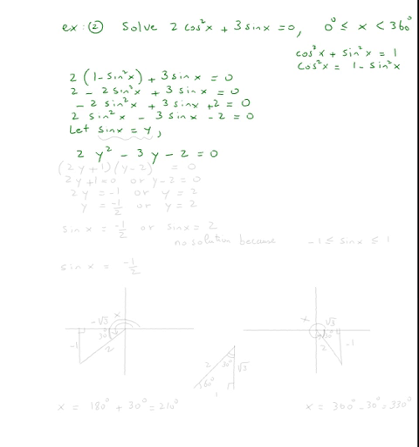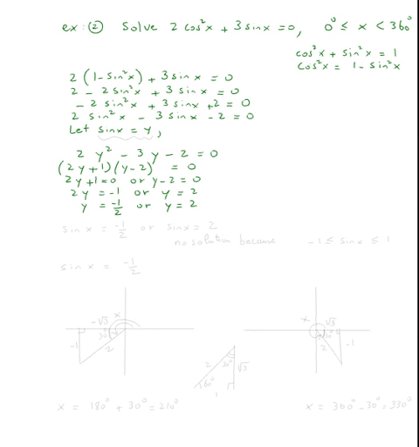Factoring the left side of the equation, we get 2y plus 1 times y minus 2, and it's equal to 0. This means that 2y plus 1 is equal 0, or y minus 2 is equal to 0. 2y is equal to negative 1, y is equal negative 1 over 2, or y is equal 2.